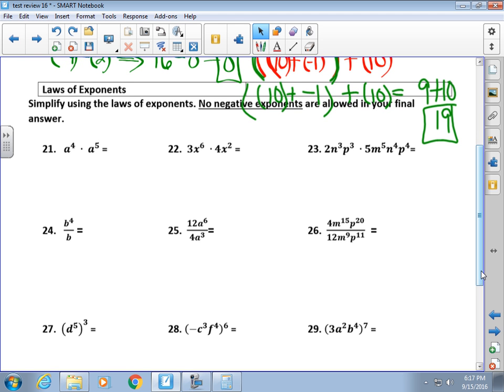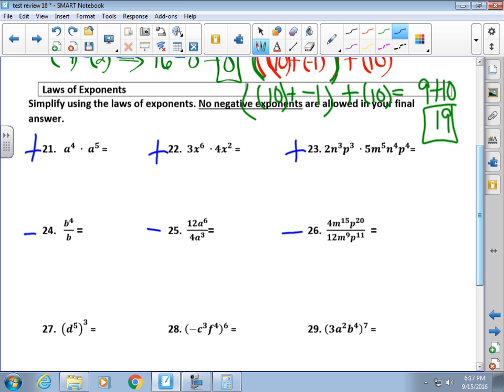Laws of exponents. I'm just going to go through here. If I remember my laws, I know that when we're multiplying, we're going to add the exponents. And I'm dividing, so I'm going to subtract those.